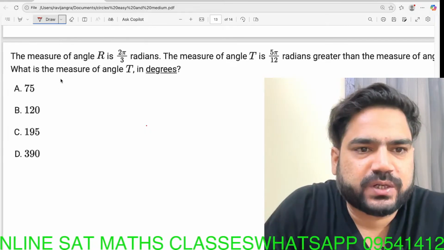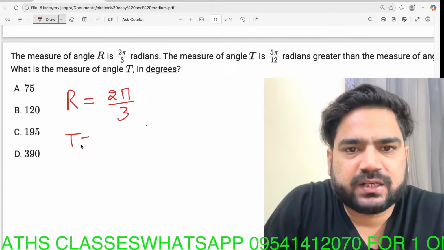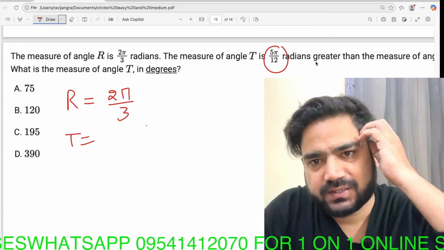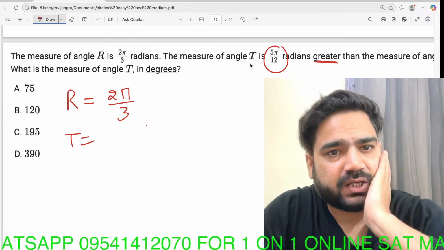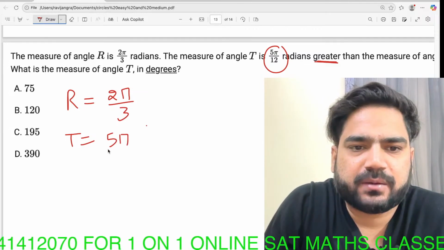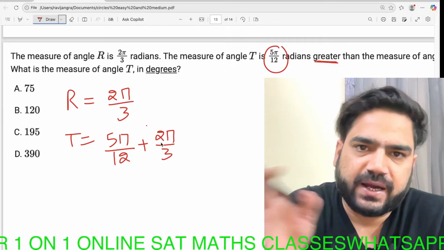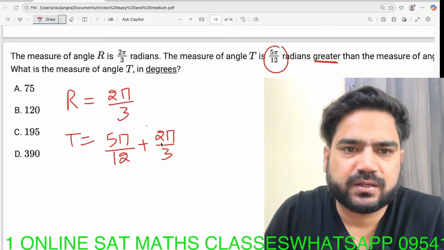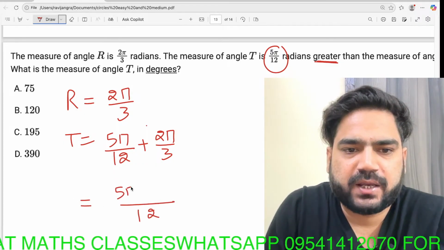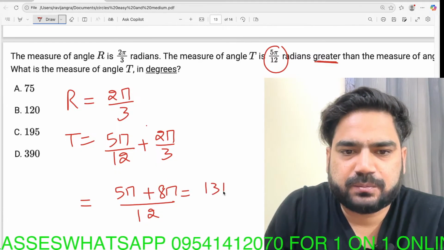Again, the value of R is given. Angle R is 2 pi by 3. And what is angle T? They are saying the measure of angle T is 5 pi by 12 radians greater than the measure of angle R. So in angle R you will add 5 pi by 12, and this is the measure of angle T. Basically if you take LCM, it will be 12, it will be 5 pi, and 4 times 2 pi gives 8 pi. So it will be 13 pi by 12.